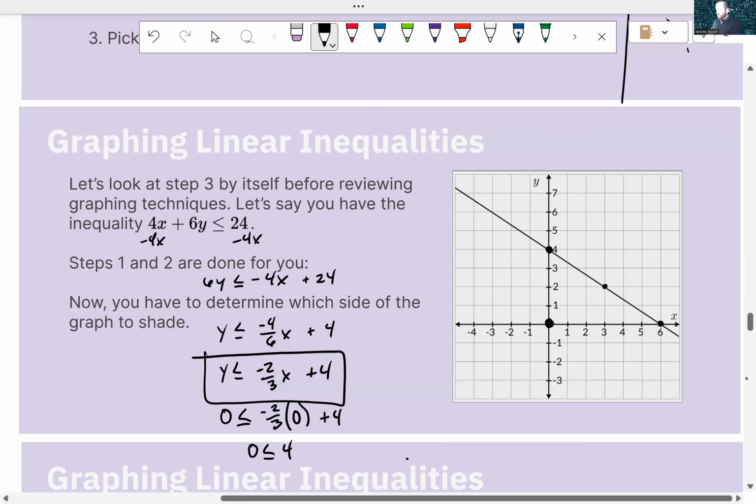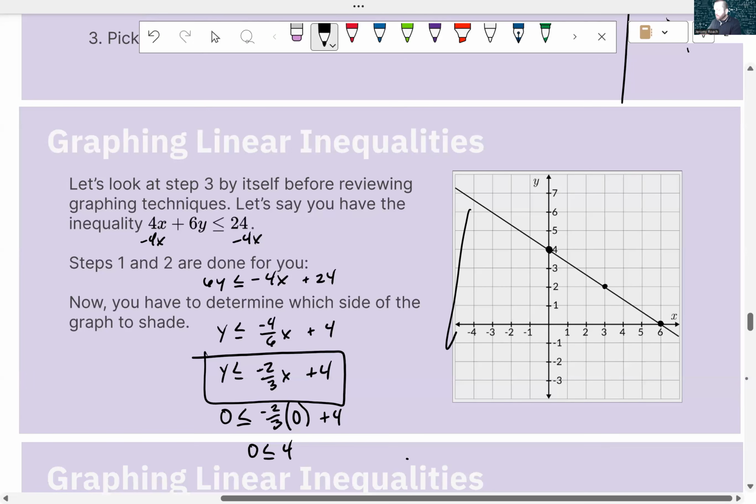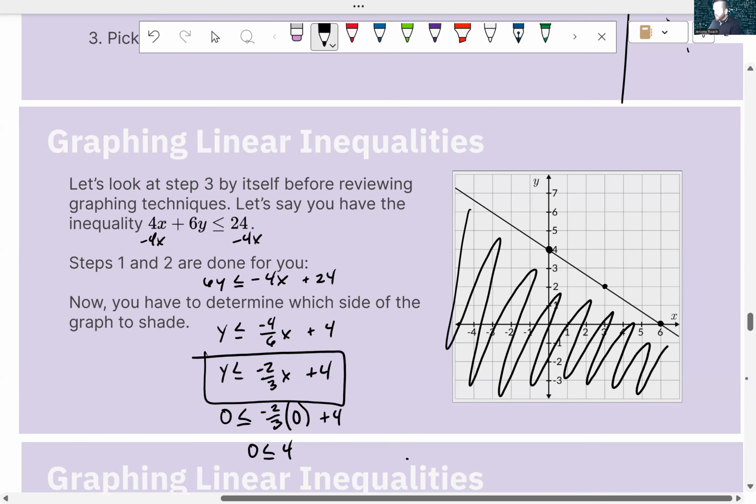That is a true statement. Because that's true, 0 is less than 4, that means we chose a point on this side of the line. And because it's true on this side of the line, that means everything is true on that side of the line. And OneNote keeps erasing that, but we would shade all of that portion there.